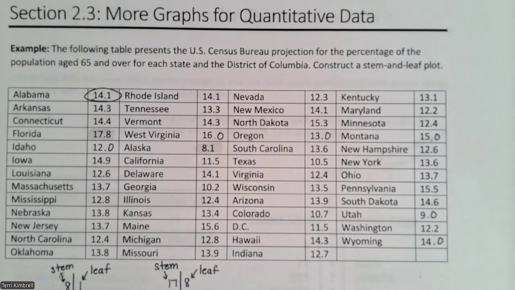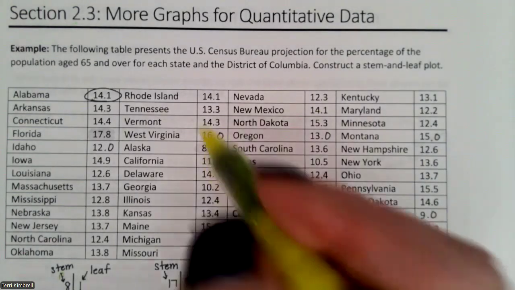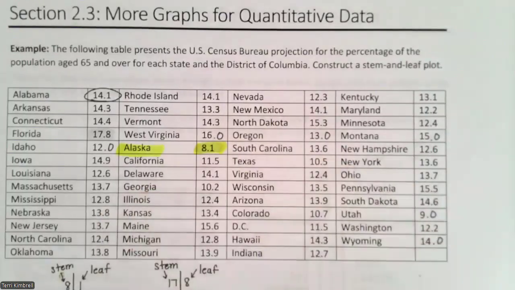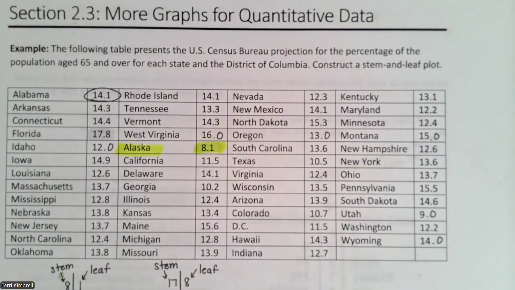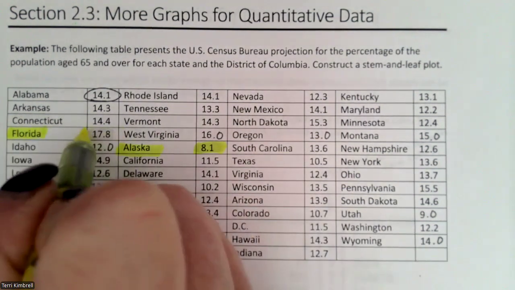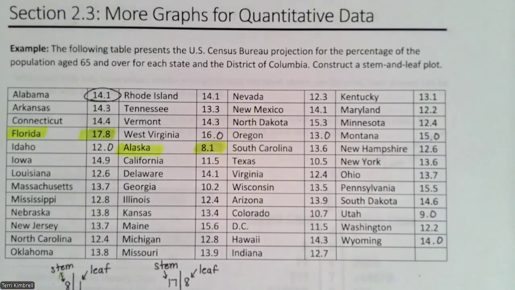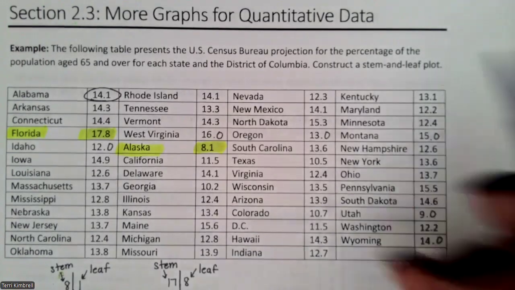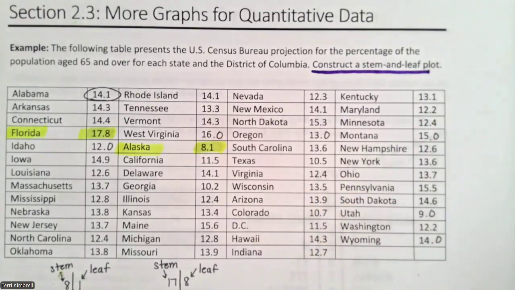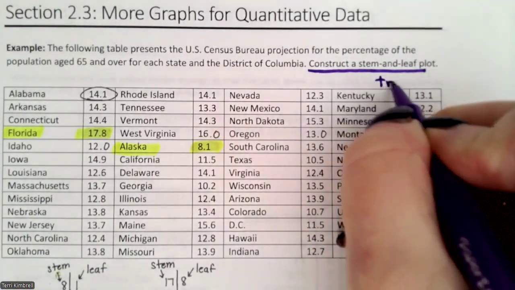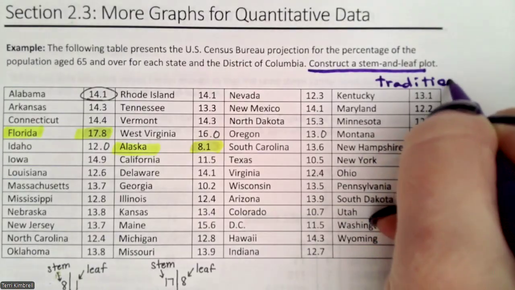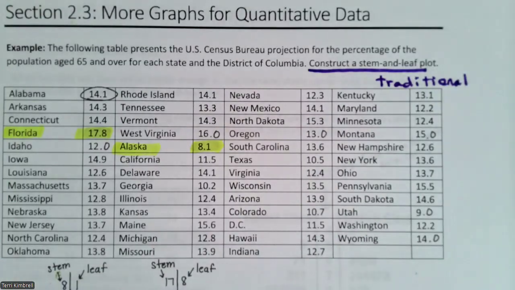So it looks like we have an 8.1 with Alaska. And the highest, it looks like, is Florida with 17.8. If it says construct a stem and leaf, you're usually going to go with the traditional model. If it says a split, that's when you're going to split them and do 2 of each stem.